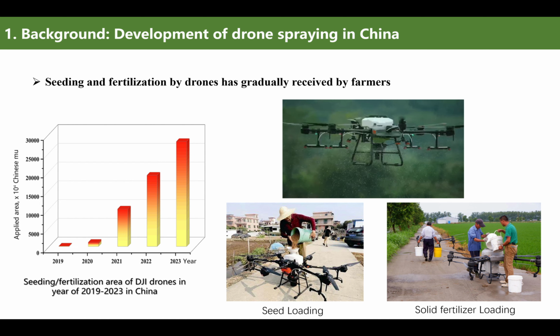Besides spraying, a drone can also be used to broadcast seeds and fertilizer. From the left picture, you can see the seeding and fertilization area of drones also increased very fast in the past years.